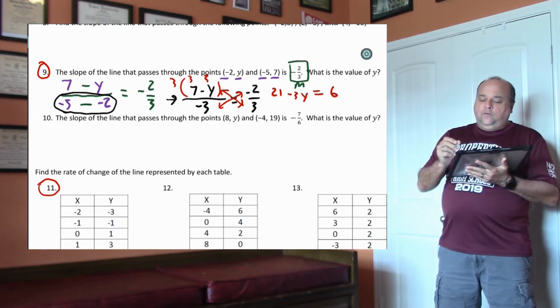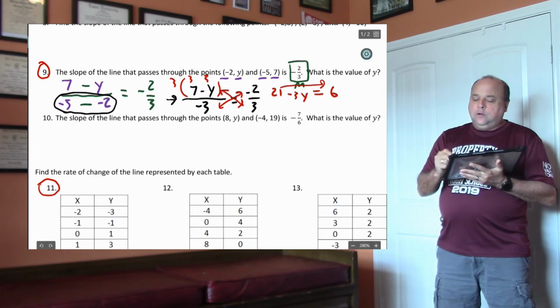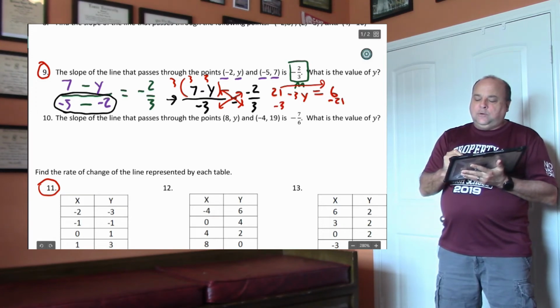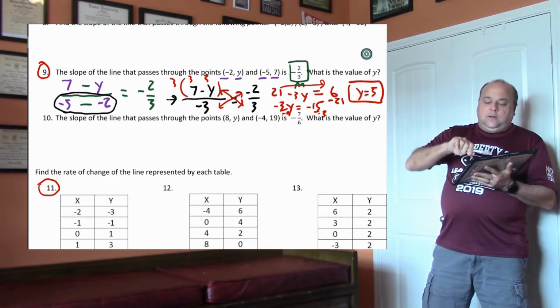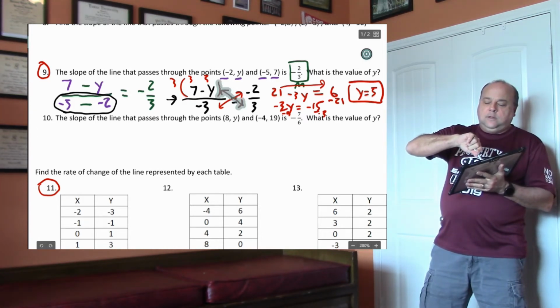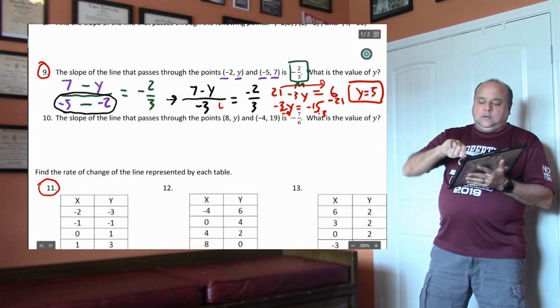Now then, I'm going to move the 21 over, subtract 21. So negative 3y equals negative 15. Divide by negative 3 and you're going to get y equals 5. So the key on this one right here is to set up the problem like this, okay?